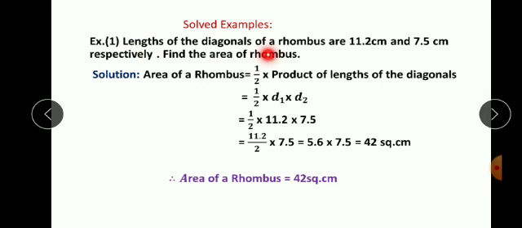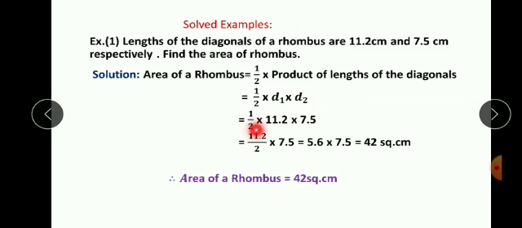Lengths of the diagonals of a rhombus are 11.2 centimeter and 7.5 centimeter respectively. Find the area of rhombus. So what is the formula children? Area of a rhombus is half into product of lengths of the diagonals. What you will write? Half into product of lengths of the diagonals. It is equal to half into d1 into d2. So put always small d for diagonal. Do not write capital D. Half into d1 into d2.